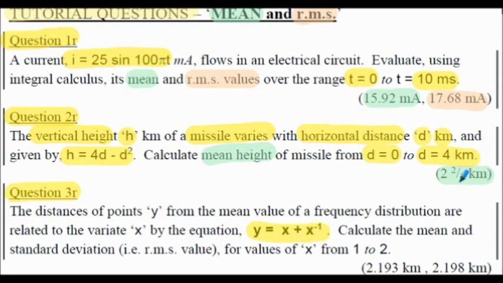And we've got to calculate the mean. And what they term as standard deviation here, in this particular case, that's actually the r.m.s value. And we're again given the range of x from 1 to 2. Answer shown in the bracket. I'd encourage you to start the presentation and attempt questions 1R through to 3R, but I will very briefly outline the full worked solutions on the following slides.